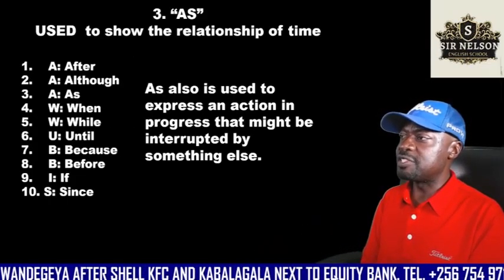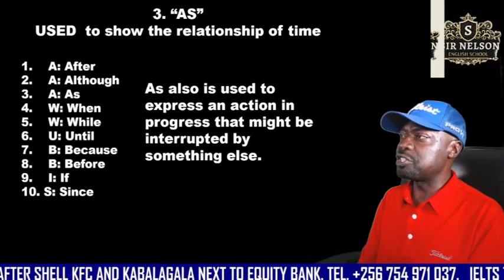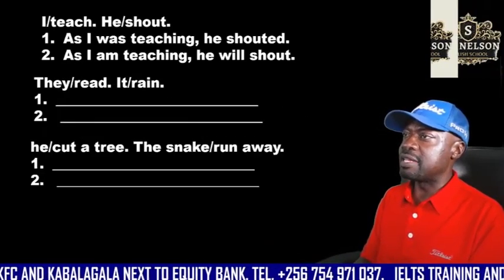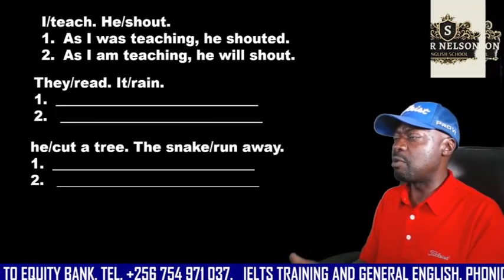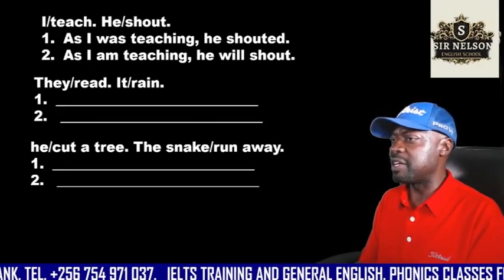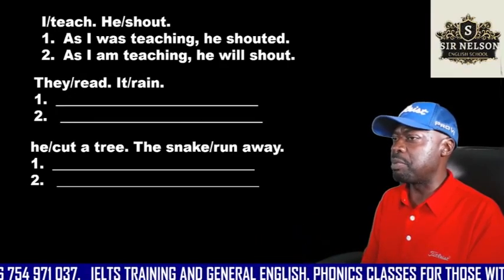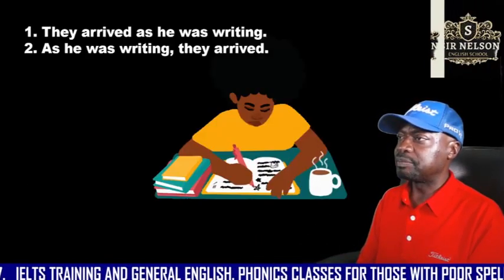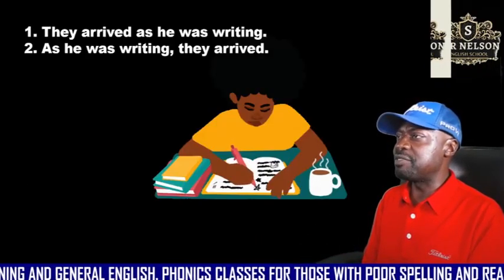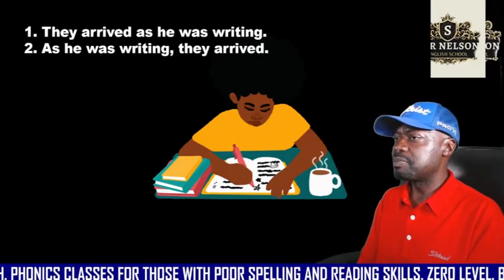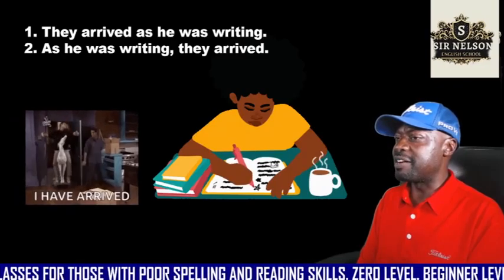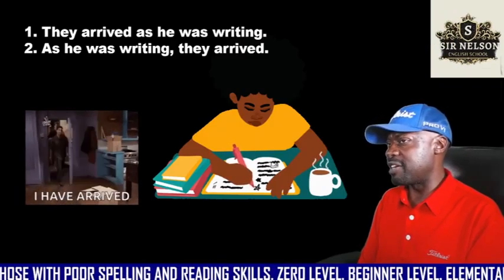We go to as. As shows the relationship of time. As I was teaching, he shouted. It happened as I was teaching, two things were happening at the same time. Follow the example and you try. They arrived as he was writing.